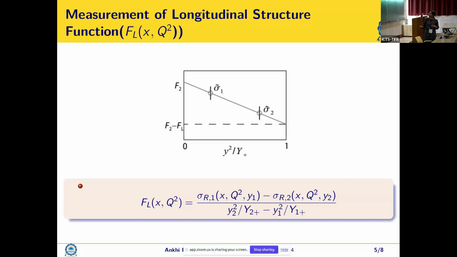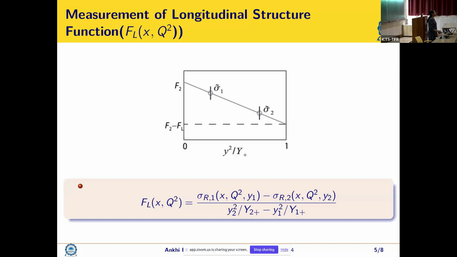But if you observe very carefully, x and Q square are the same. So I will take two root s, that will give me the two y1 and y2, but at the same x and Q square. So that will give me the FL. Okay, so this is the overall idea when we go for the direct analysis. This should be in your mind.